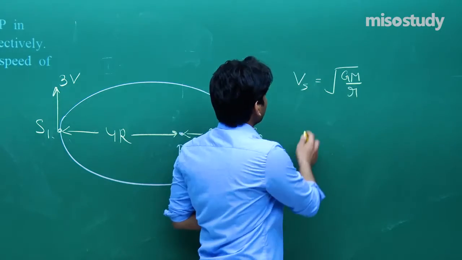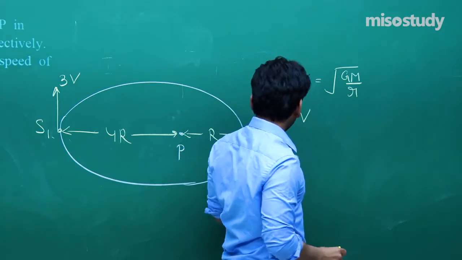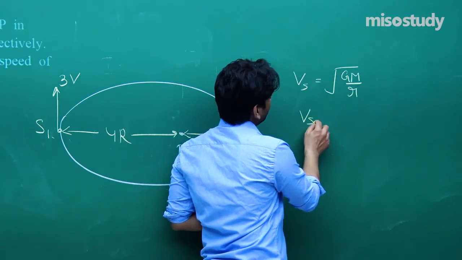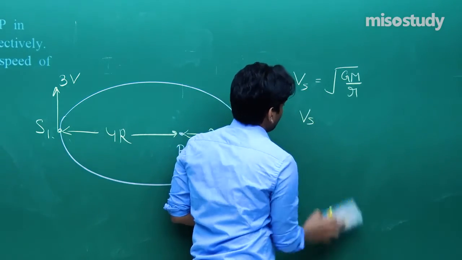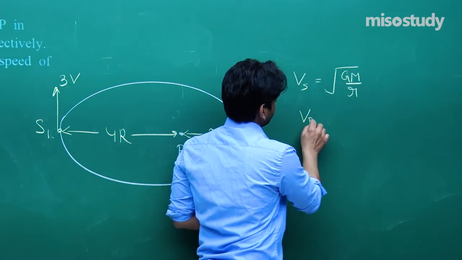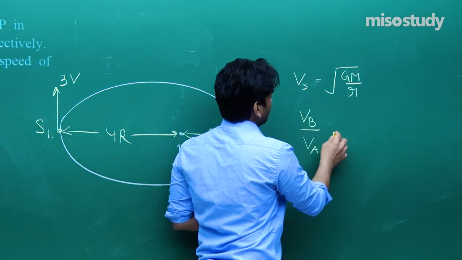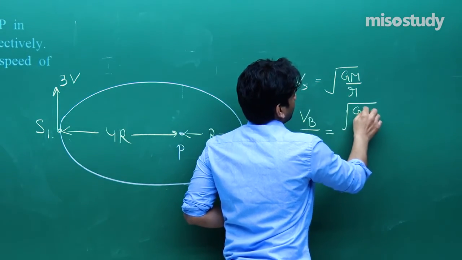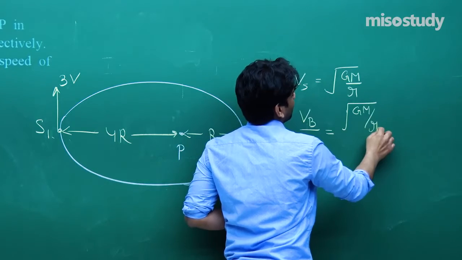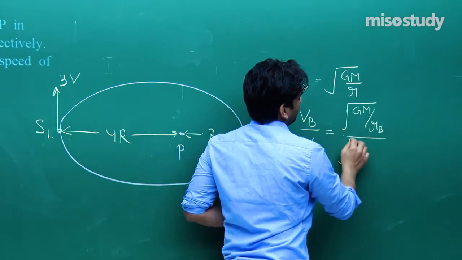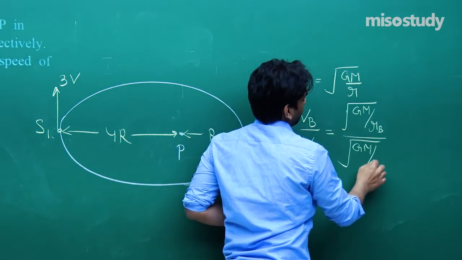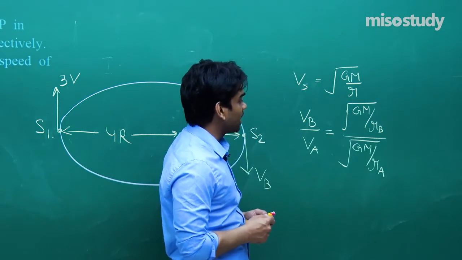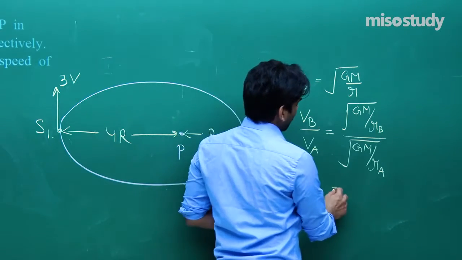Now let's proceed. We need to find out the velocity of satellite 2. That will be Vb, or if I write Vb by Va, that will be equal to under root GM by Rb, divided by under root GM by Ra, where symbols have their usual meaning. Rb means the radius of the orbit of satellite B. So from here it will come out to be under root Ra by Rb.